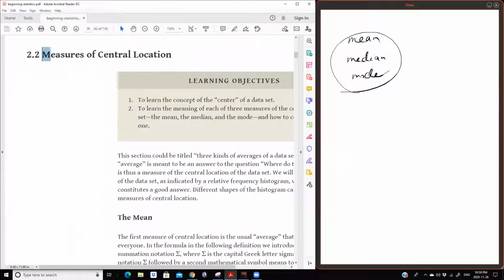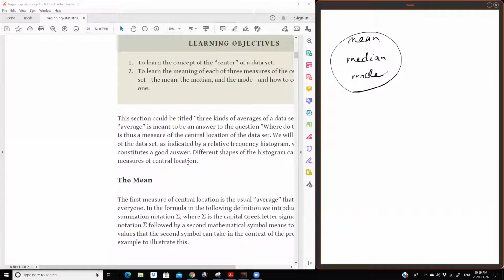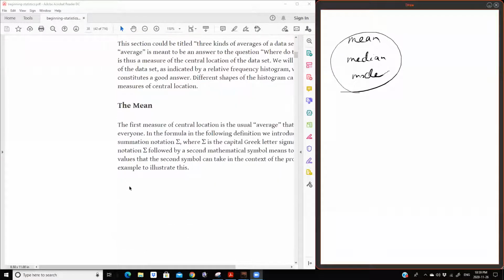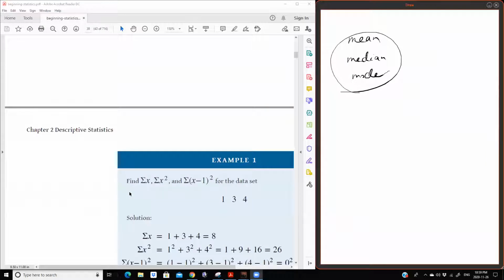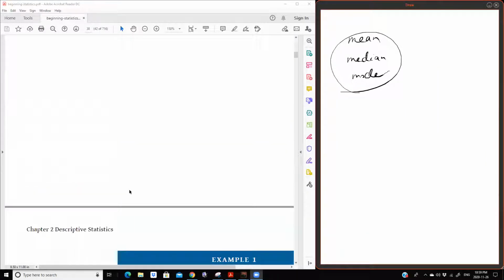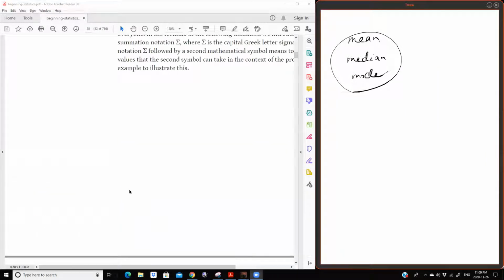They're called measures of central tendency or measures of central location because they point towards the middle of the data in different ways. One of them is the mean, or the arithmetic mean, which is the arithmetic average. You already know how to calculate that one. You just need to add up all the numbers and divide by the sample size.